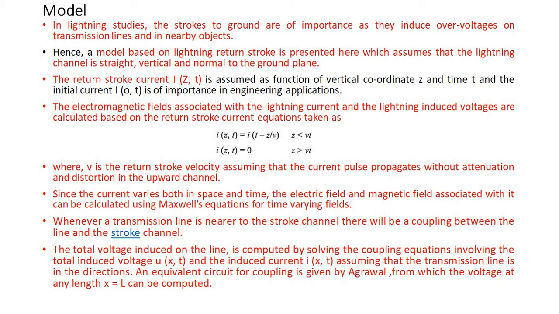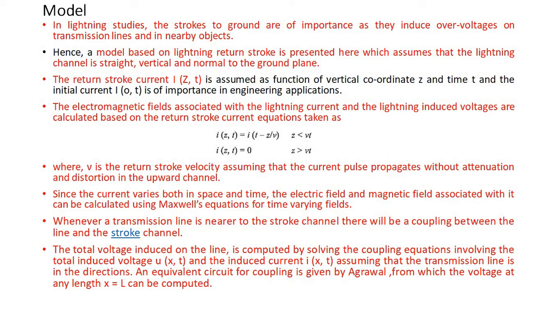The return stroke current I(z,t) is equal to I0 times z divided by h... for z less than vt; then I(z,t) is equal to 0 for z greater than vt, where v is the return stroke velocity. Assume the current pulse propagates without attenuation and distortion in the upward channel. Since the current varies both in space and time, the electromagnetic field and electric field associated with it are calculated using Maxwell's equations for time varying fields.